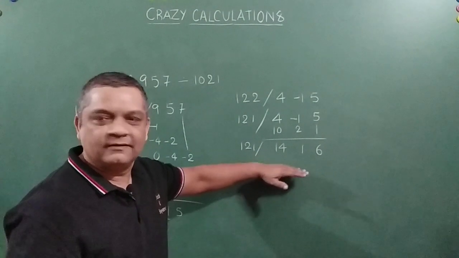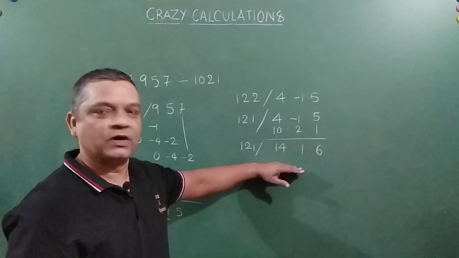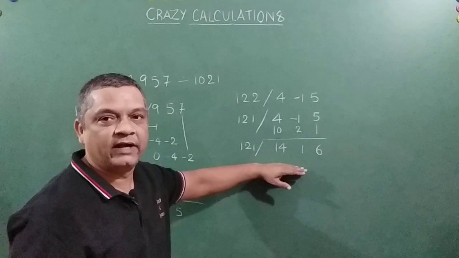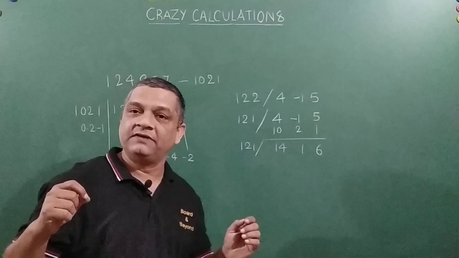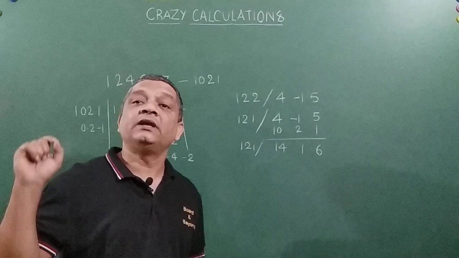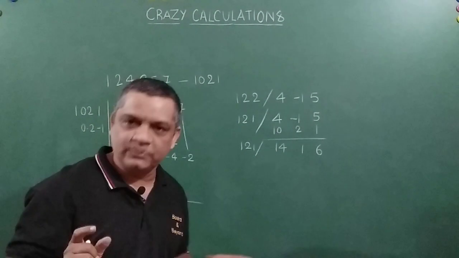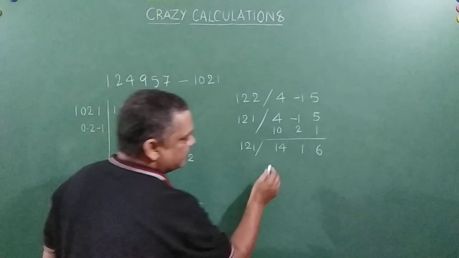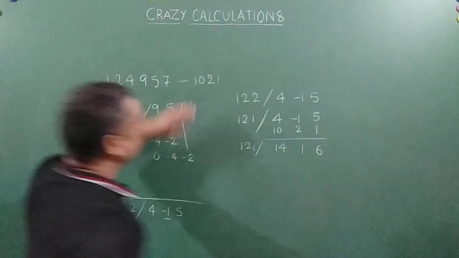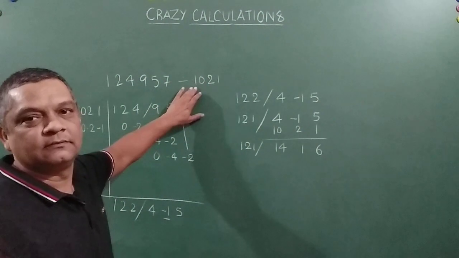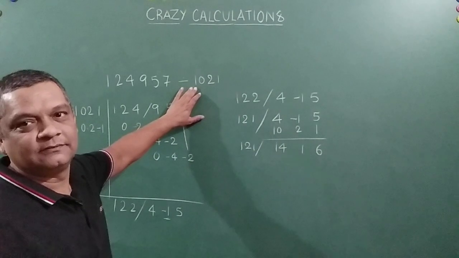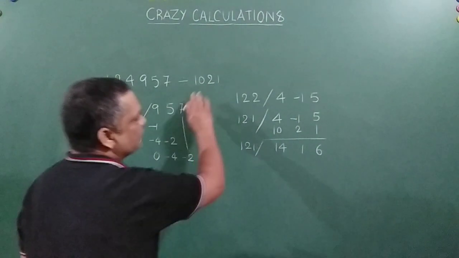But please don't think that you have come to a conclusion. This is quotient and this is remainder. See friends, in any division, remainder cannot be greater than the divisor. Not possible. Because this is 1416. My divisor is 1021. I have a problem now. Correct? Because this will go one more time.